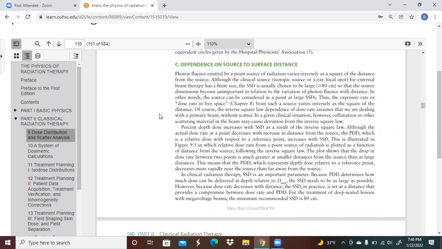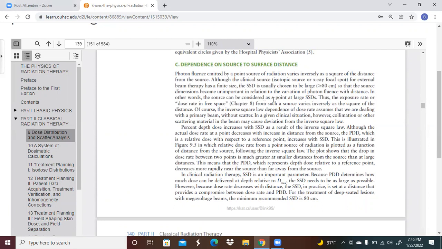The dependence on source to surface distance. What we are looking to do here: we know that the photon fluence emitted by a point source of radiation varies inversely as the square of the distance from the source. In other words, it falls off according to the inverse square law. We have chosen the SSD to be large, something greater than 80 centimeters, so that the source dimensions become unimportant in relation to the variation of the photon fluence with distance. In other words, it can be considered as a point at large SSD.